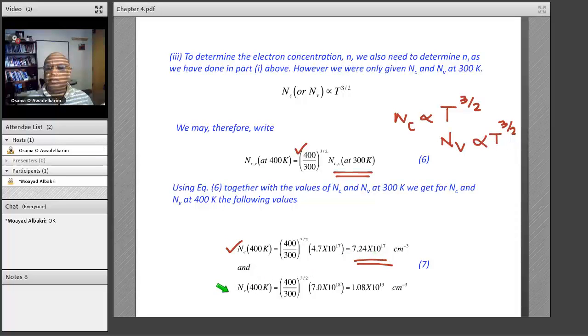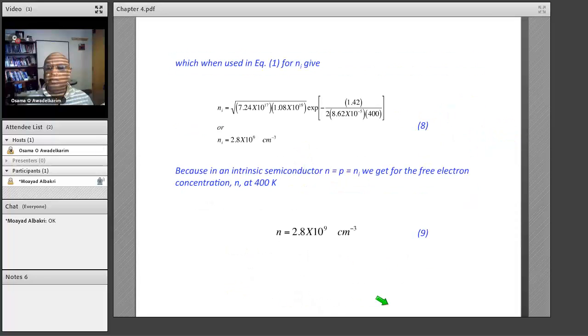And for NV at 400, we do the same. We get this value, 1.08 times 10 to 19. Now these are the NC and NV that we need to use in Ni. So this is your NC at 400, this is your NV at 400, this is your energy gap, EG, which is the same, this is your kB, the Boltzmann constant, the same, and this is your temperature, which is 400. Now, what do you get? You get 2.8 times 10 to 9.